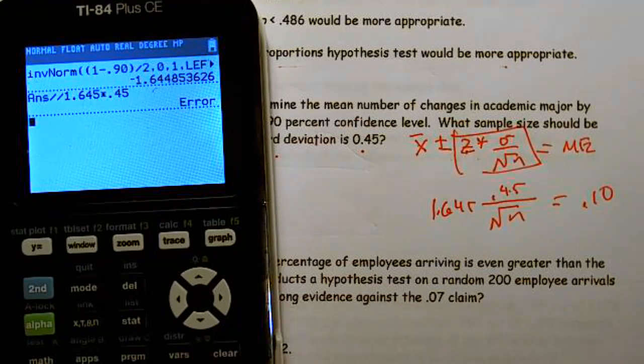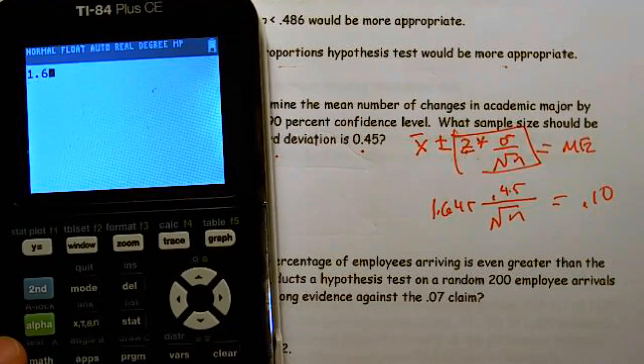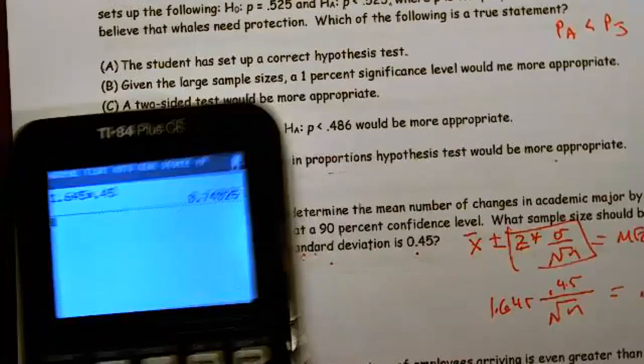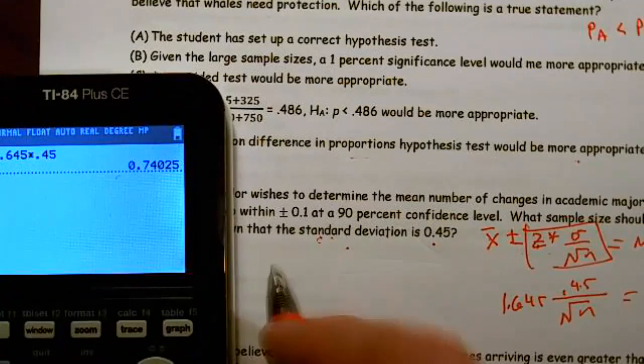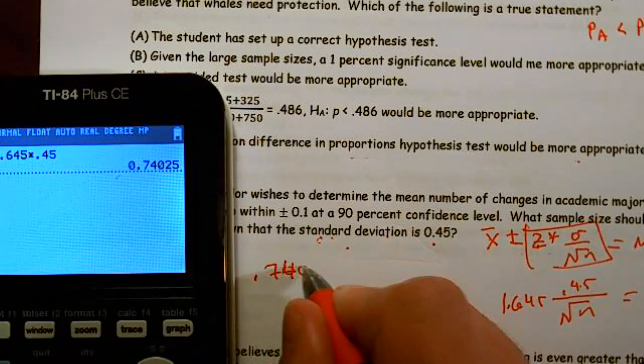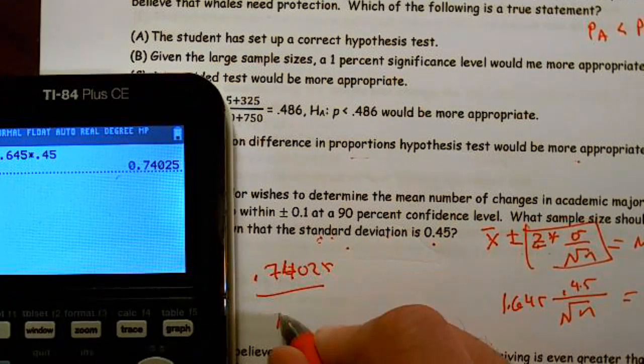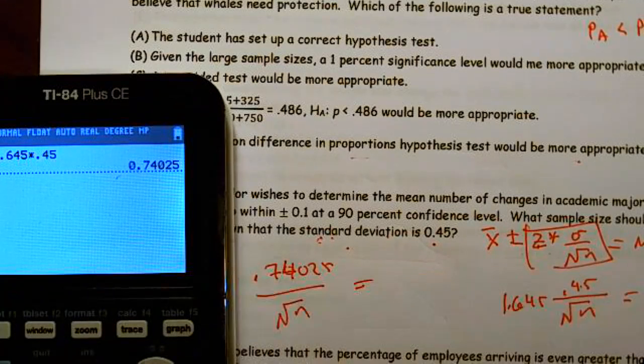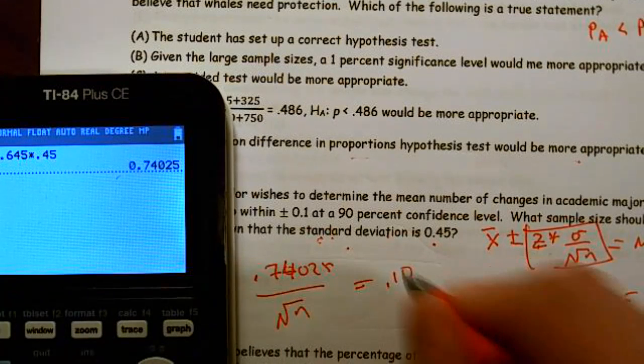Just a moment. I'm sorry about that. So 1.645 times 0.45. So I end up with 0.74025 over the square root of n equals 0.01.